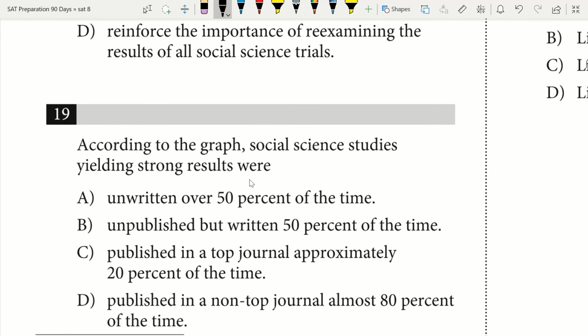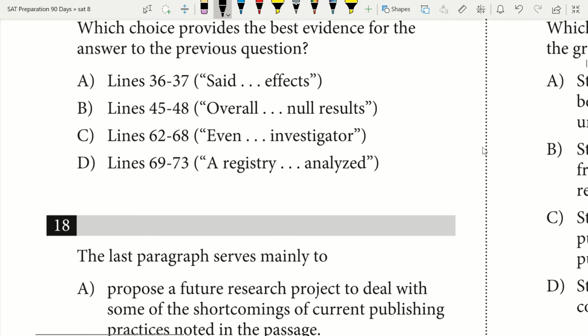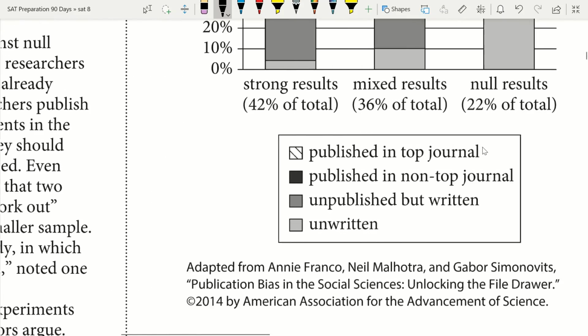So we have question 19. According to the graph, social science studies yielding strong results were what? Well, in this case, since I see options A through D are all pretty short, what I'm going to do is go to my graph and take a look at the science studies that yield strong results, and I'm just going to take a look at what I see in the graph, and then I'm going to go through A through D and take a look at the answer choices. So anytime that I see on a data interpretation question like this that my answer choices are pretty small, and I'm given one category, in this case only the studies that are yielding strong results, then I take a look at the graph and try to find a general feel for what the graph is showing about those studies yielding strong results, and then I'll run through my answer choices.